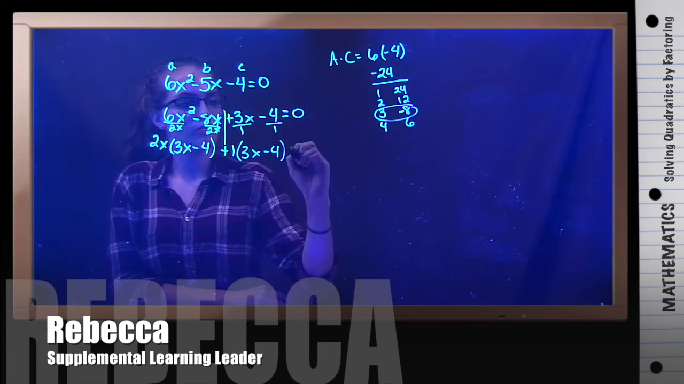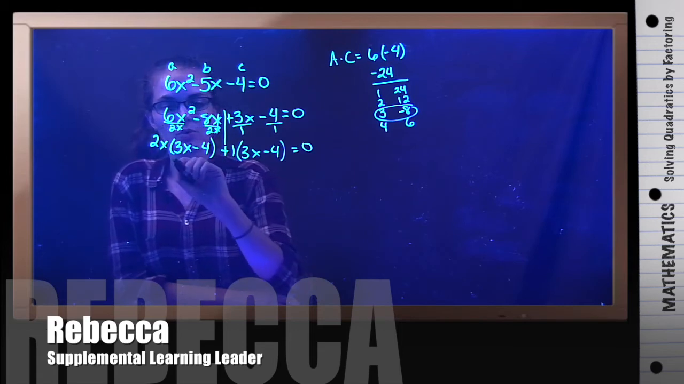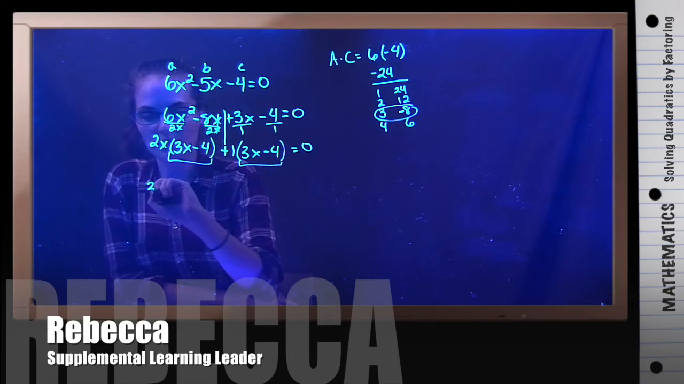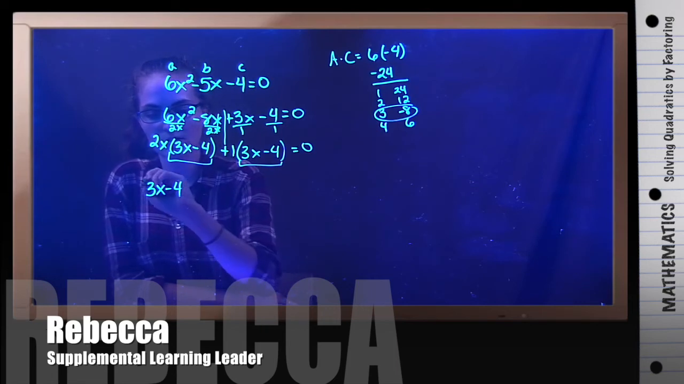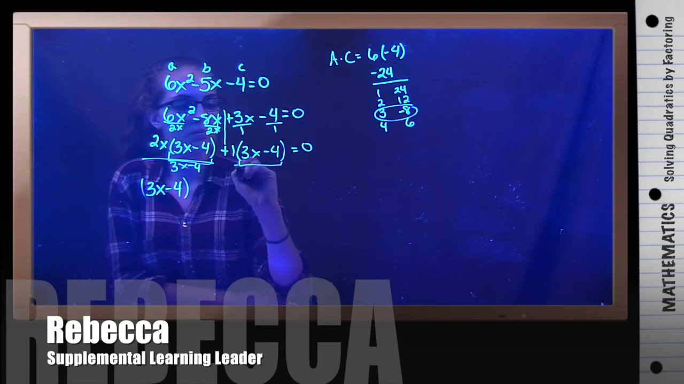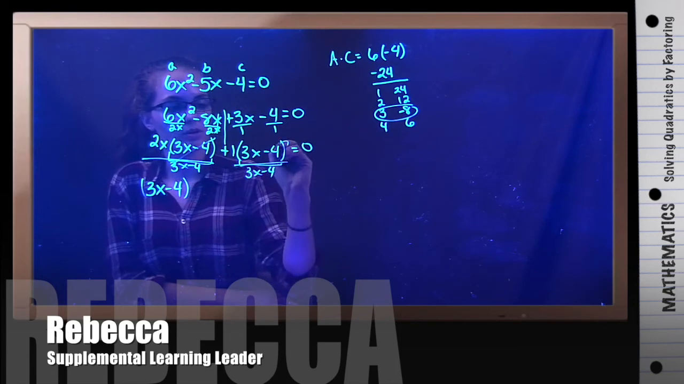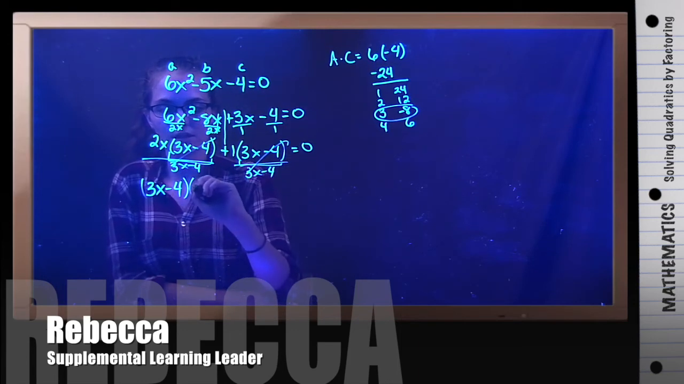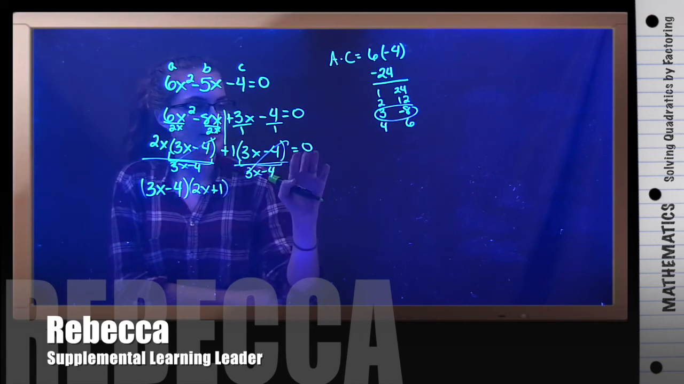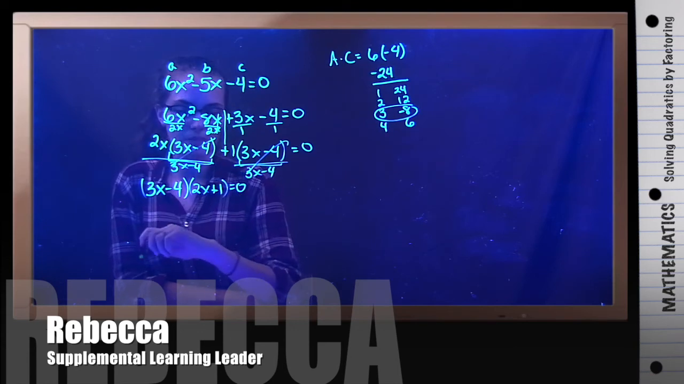Now I look at my overall factors, both of my terms. They both have a 3x minus 4 in common. So that's going to be our new GCF. And if I divide by 3x minus 4 on both terms, these will cancel out completely, and all we'll have left is 2x, and then over here we'll have a plus 1. And don't forget the equals 0, because we still have to solve. That was just the factoring.